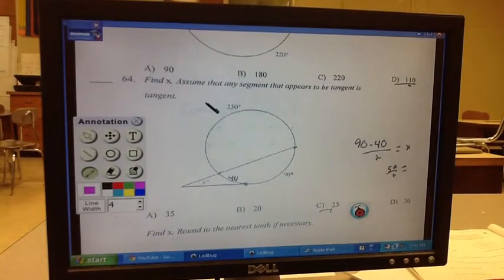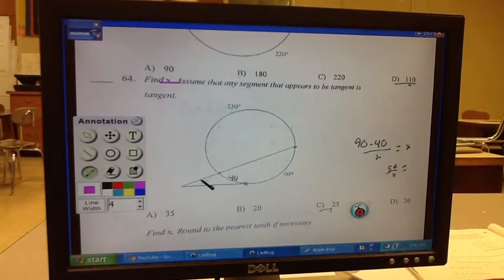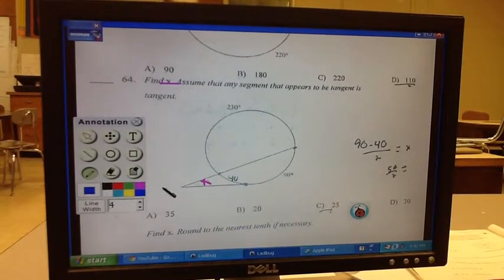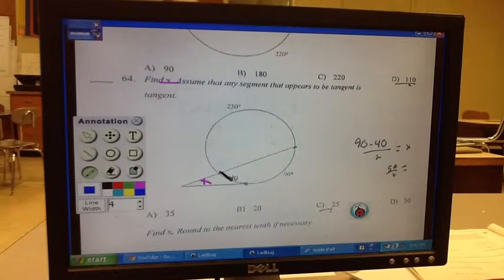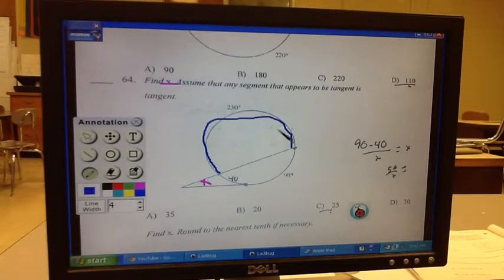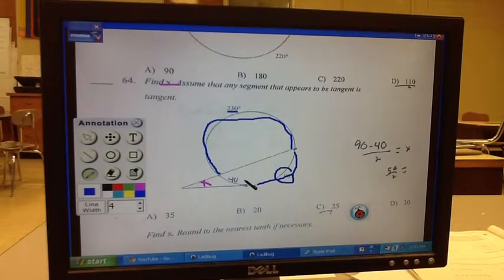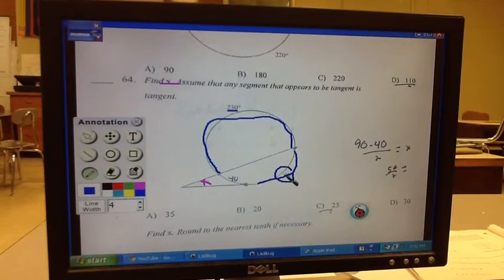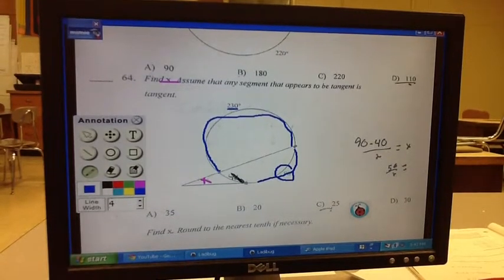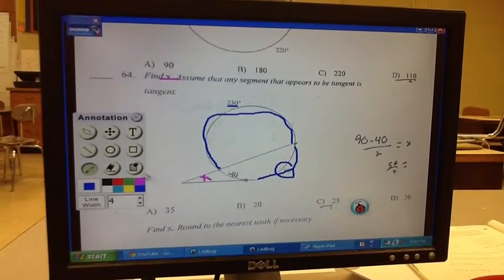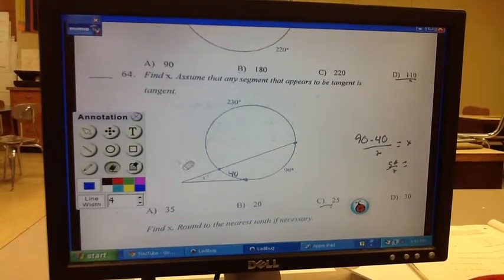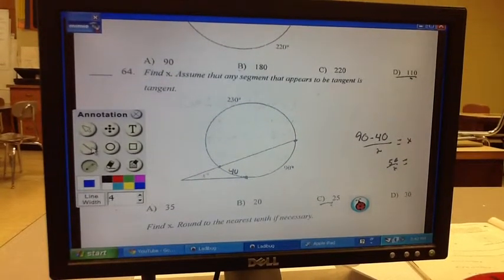Alright. Next question, find x. We've got x down here. We're given from here all the way around to there is 230. There to there is 90. Okay, what's left? I did 360 minus 230 minus 90, which gave me what's left, 40 degrees. So I went ahead and wrote in that 40 there.